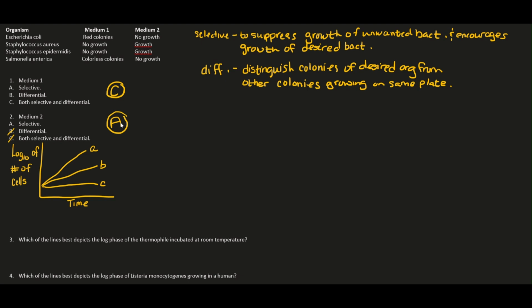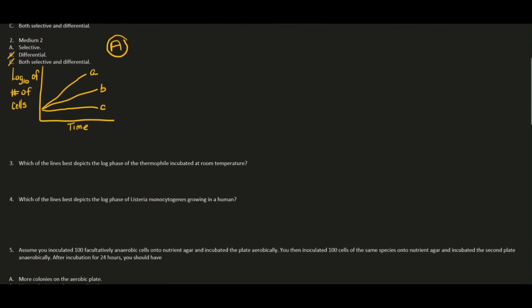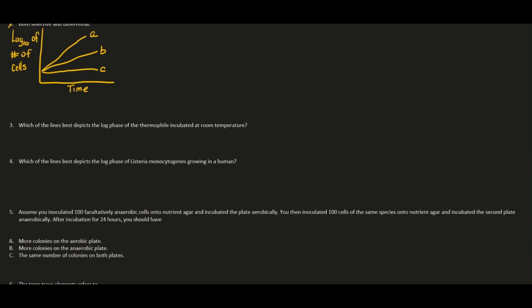because there is growth that was suppressed, or there wasn't any growth, so it was suppressed, but there was growth in the other 2 of the desired bacteria. So it is selective. Let's go to number 3 and number 4. We're going to use this chart. Number 3. Which of the lines best depicts the log phase of the thermophile incubated at room temperature?